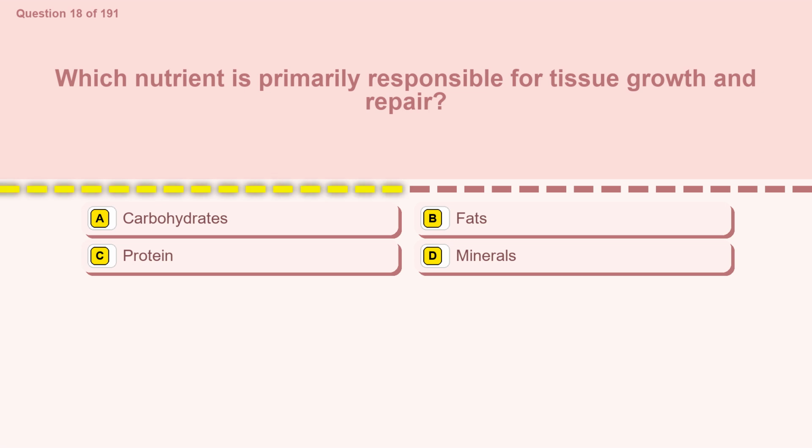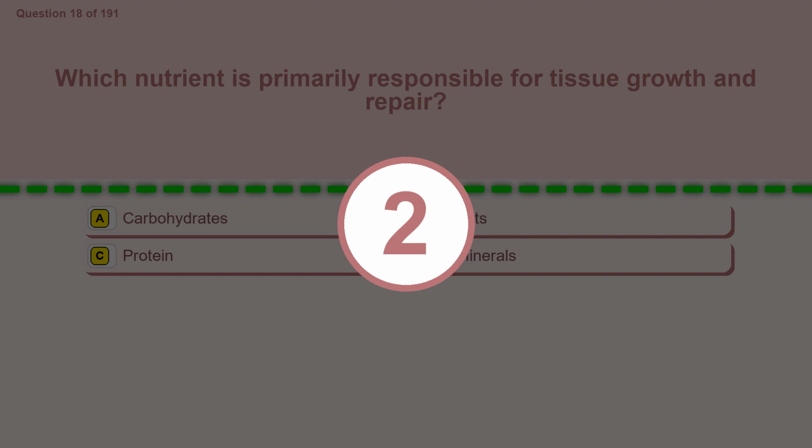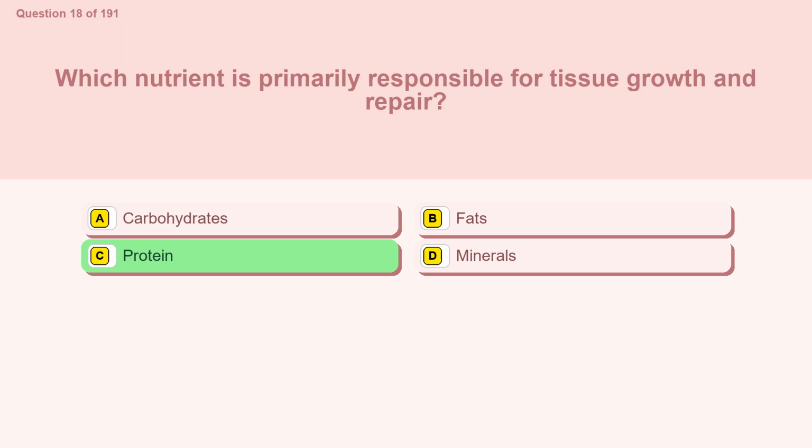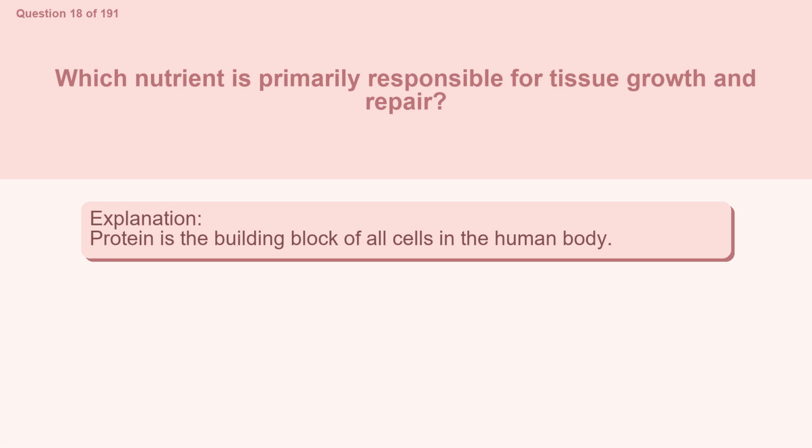Option A, carbohydrates. Option B, fats. Option C, protein. Option D, minerals. The correct answer is option C, protein. Protein is the building block of all cells in the human body.